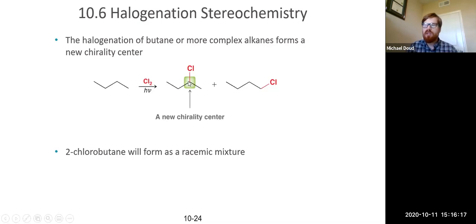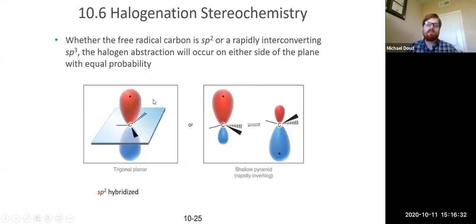Now, the chiral center here forms a racemic mixture. There's no stereoselectivity, as we would say, in this reaction. It doesn't select for the S or the R more. It's going to form a 50-50 mixture. It's just pure chance. There's no reason why it would form one over the other.